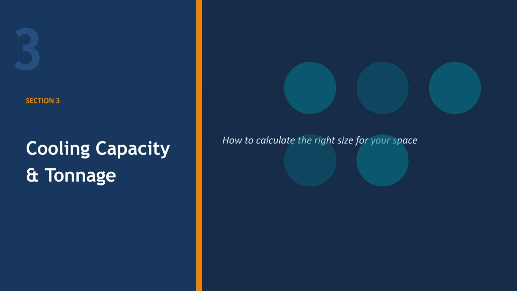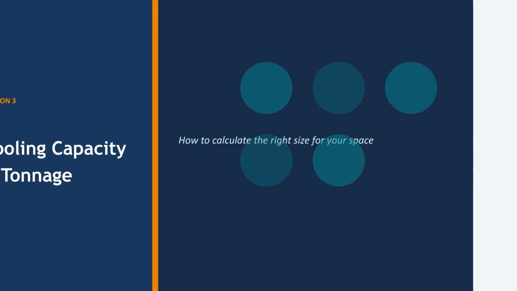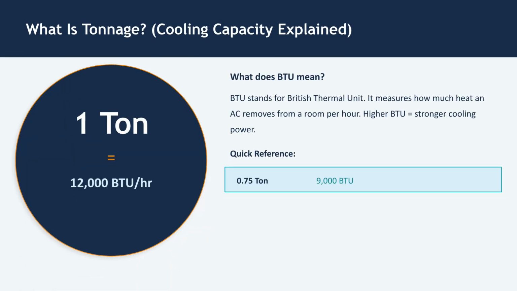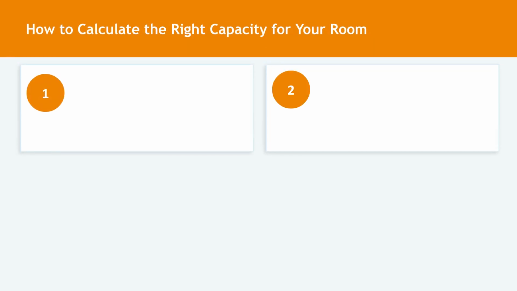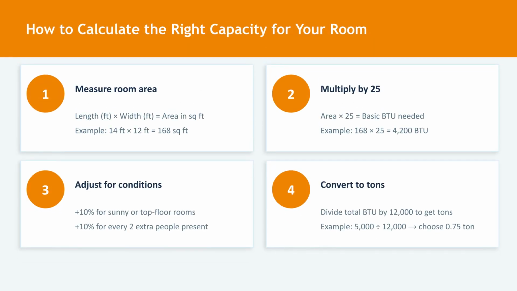Section 3 addresses cooling capacity and tonnage, teaching you how to calculate the correct AC size for your room. Tonnage is a measure of cooling capacity, determined by British thermal units. 1 ton equals 12,000 BTU per hour. Higher BTU means stronger cooling power. Use the quick reference guide to estimate the right size for rooms up to 300 square feet. To calculate capacity, measure the room area in square feet, multiply it by 25 for the basic BTU needed, and adjust for conditions like sunny rooms or extra people. Finally, convert the total BTU to tons by dividing by 12,000.